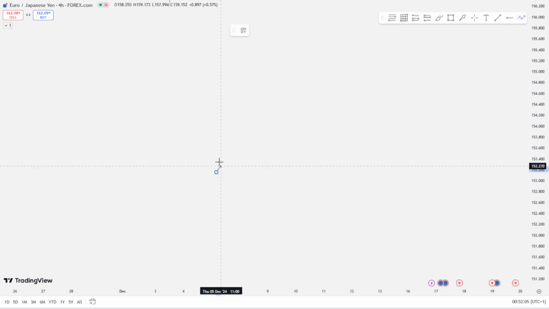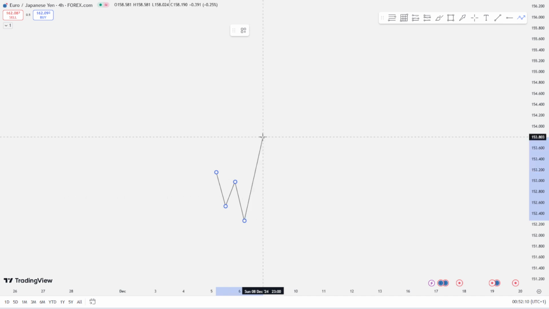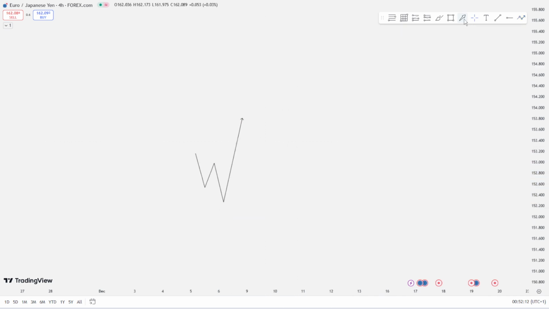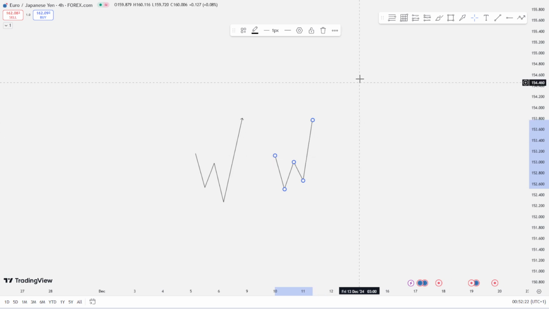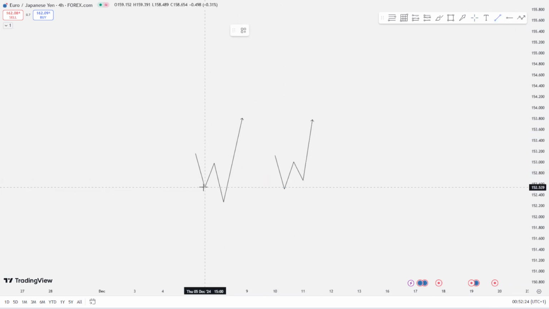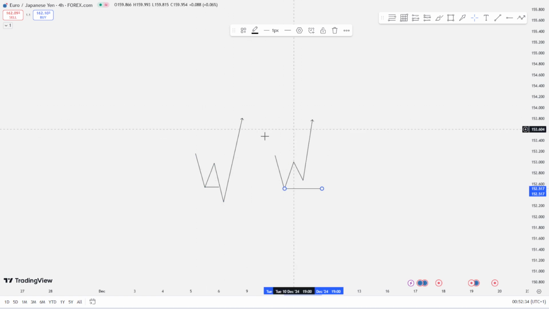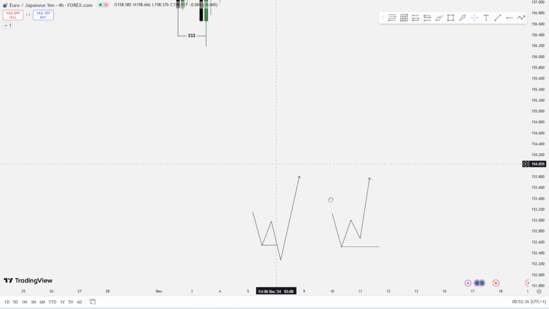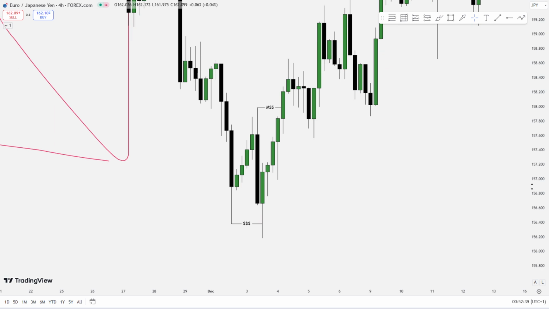Some people get it confused when it comes to a breaker block and a mitigation block. Now this is a breaker, and then this is a mitigation block. Just a little bit of difference. You can see for the breaker block, price swept below, while for the mitigation block there was no liquidity sweep. So this is basically the difference between a breaker and a mitigation block. Now let's head back to our chart.